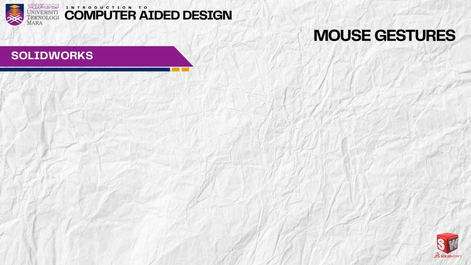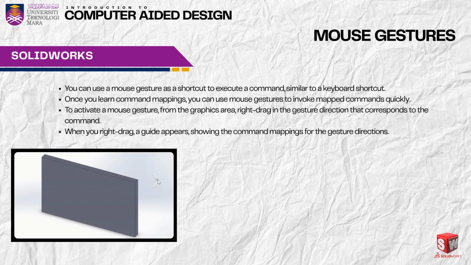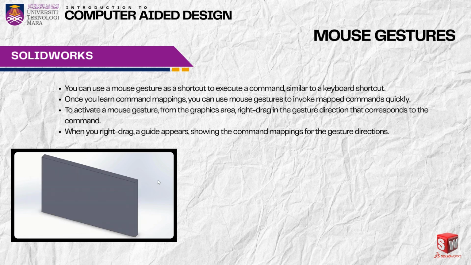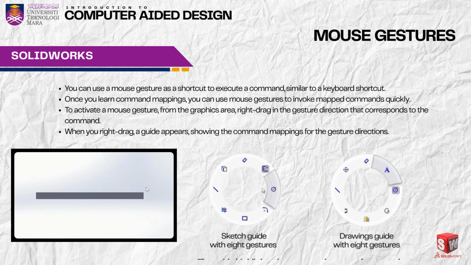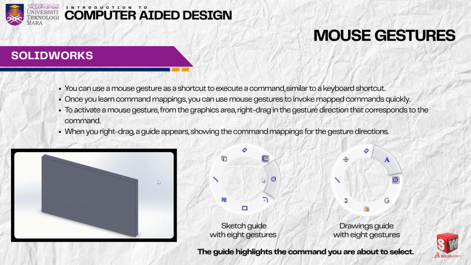Unlike the standard use of mouse buttons we discussed earlier, mouse gestures allow you to trigger commands instantly with a simple movement. Here's how it works. When you're in the graphics area, just right-click and drag your mouse in a direction. This brings up a circular guide like what you see on the screen. Each segment of this guide is mapped to a different command. The number of available directions can be customized. In this example, we're using the 8-gesture layout, which gives you access to 8 commands in a single motion.